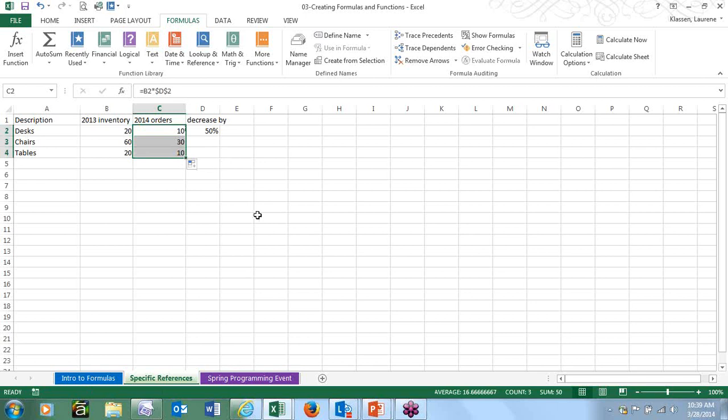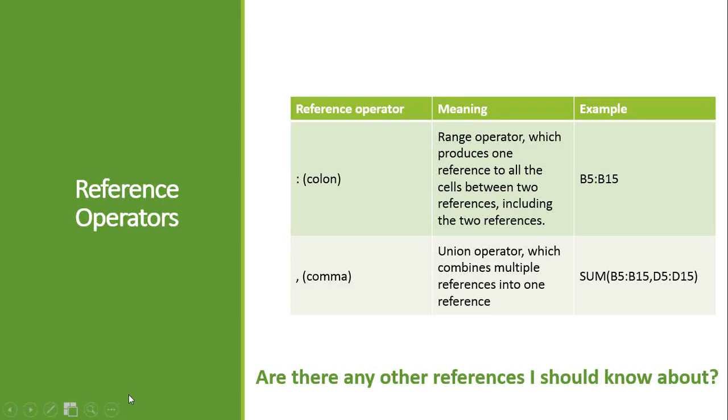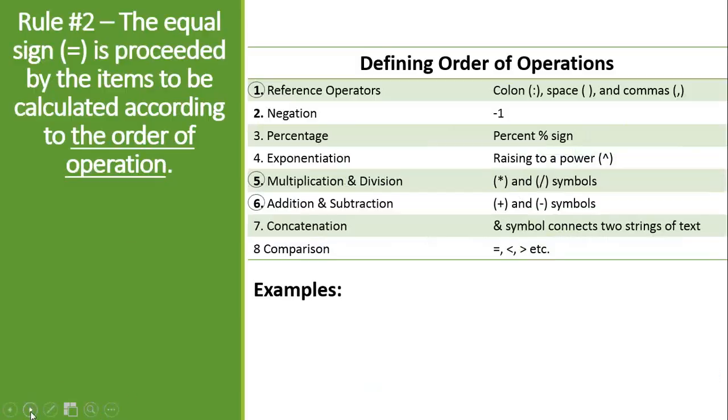So that's an important thing to know in Excel when you are seeing this symbol here, a dollar sign in front of a column and row. I'm going to jump back to our PowerPoint, and we're going to start talking about rule number 2. If you're following along in your handout, rule number 2: the equal sign is preceded by the items to be calculated according to the order of operation.